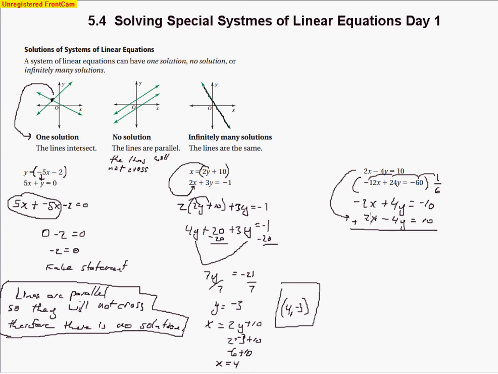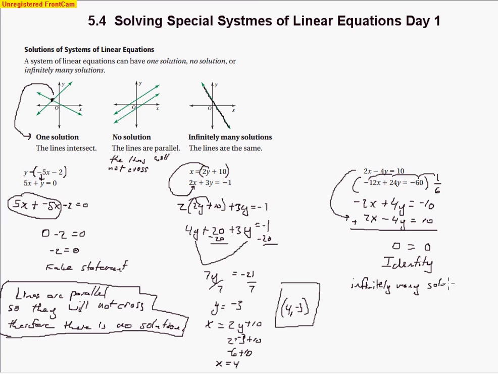These cancel out, so I'm left with 0 equals, and then these numbers cancel out, and I'm left with 0. So if I get an identity, that's not a no solution. So that's the opposite of a no solution. That means we have infinitely many solutions.